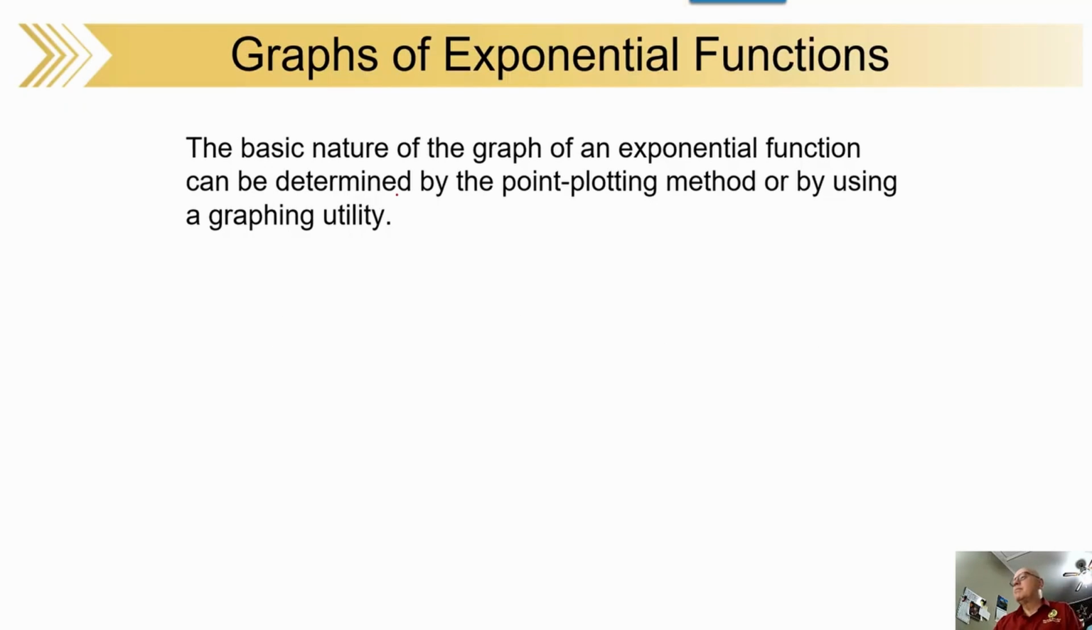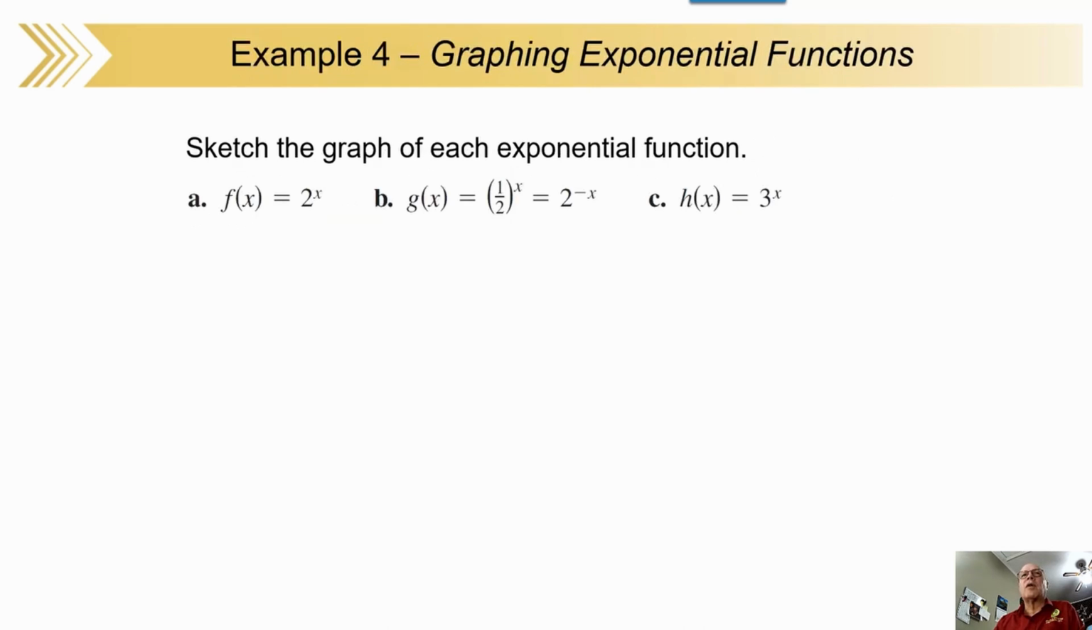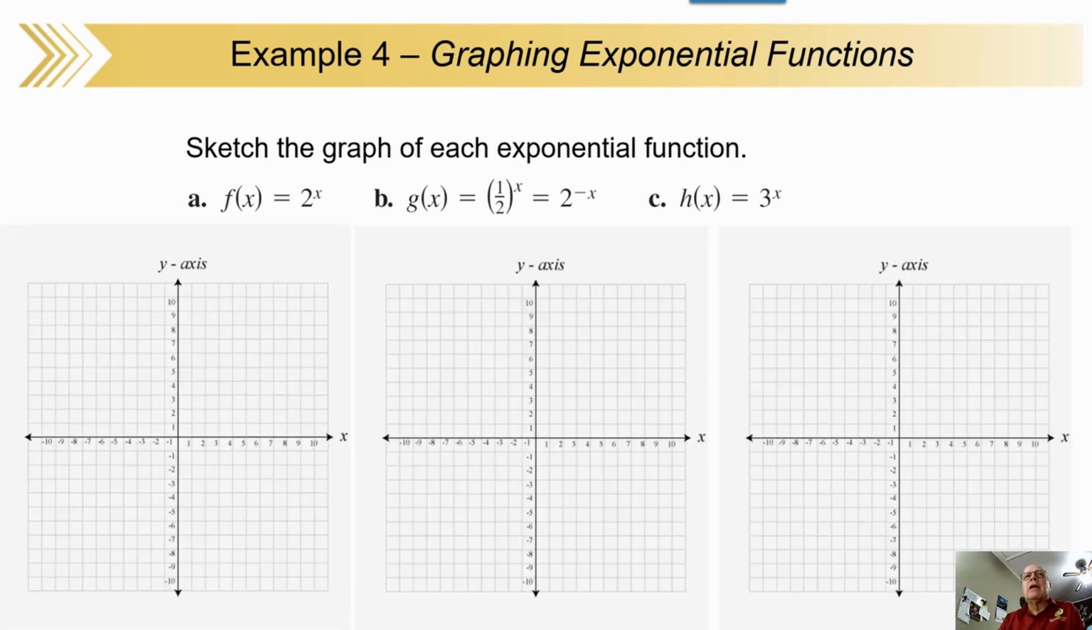How about graphs? The graphs aren't too bad either. There are a couple of points in particular you want to look out for. So here are 3 examples, and let's do a quick graph on these things. So the first one is 2 to the x. Notice that this is a constant being taken to the x power. This is not 0, it's not 1, it's greater than 1, so we're in business.